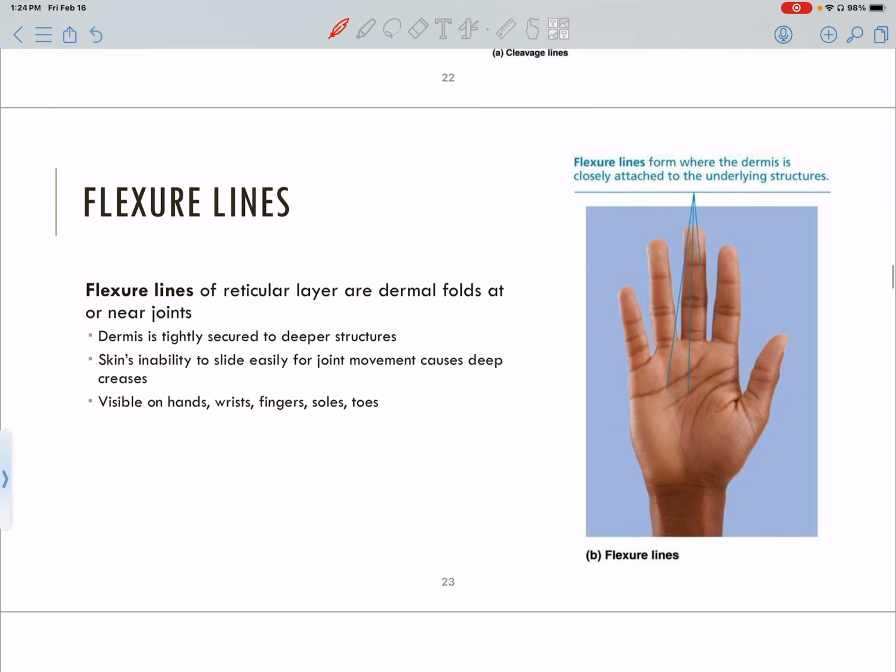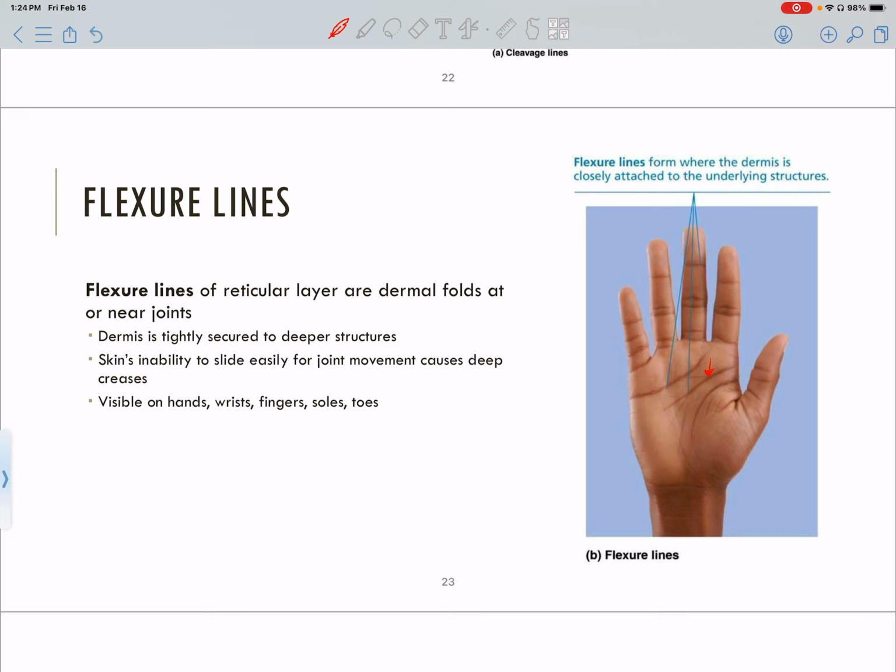So if you've ever been to a palm reader, that's basically what a palm reader is reading, these different flexure lines right here. So these are dermal folds. They occur near our joints because our skin isn't super movable. Yes, we can pull it out and stretch it and it has some elasticity, but in areas where we have joints, where we have a ton of joints in our hand, we need our skin to have some flexibility. So we have these flexure lines and they're just dermal folds at or near the joints.